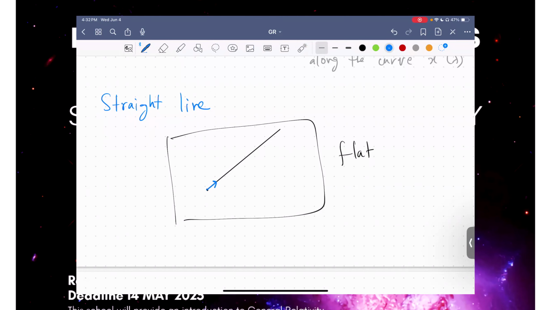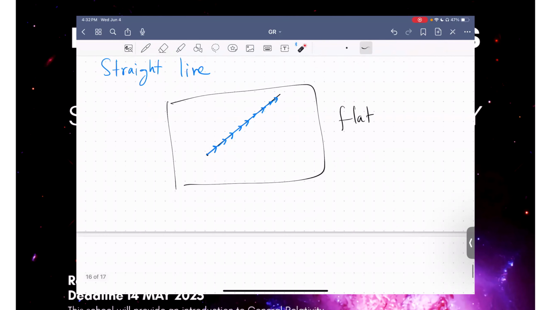Now, you can kind of convince yourself that this tangent vector itself is being parallelly transported, right? Because if I transport this from here to here, it becomes this vector. If I transport this one step ahead, it becomes this vector, right? So this is going to be our defining feature of a straight line. That a straight line is such that the tangent vectors themselves are being parallelly transported.